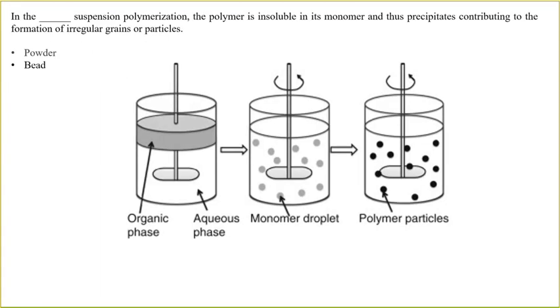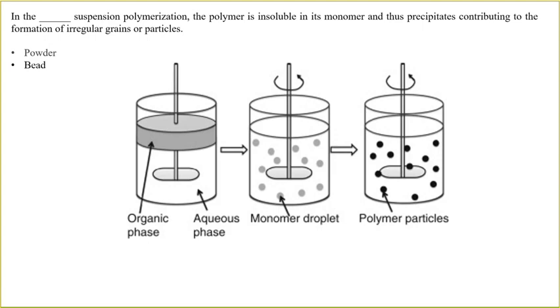In the blank suspension polymerization, the polymer is insoluble in its monomer and thus precipitates, contributing to the formation of irregular grains or particles. We know that suspension polymerization has two types, powder and bead. In bead polymerization, the polymer is soluble in its monomer and forms smooth spherical particles. Hence the name bead. Since it is soluble, it forms smooth, bead-shaped particles and not irregular grains.